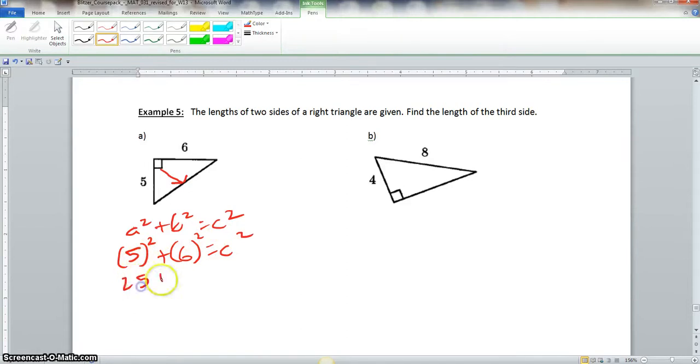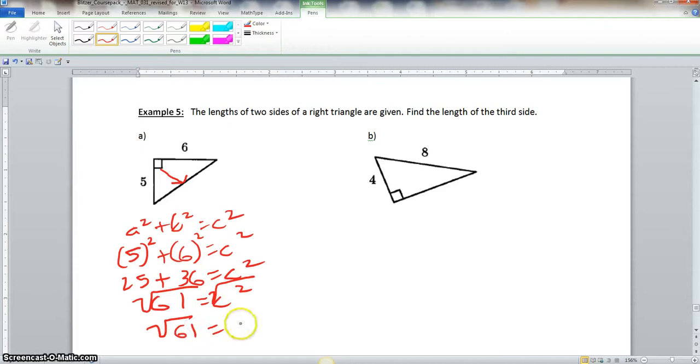5 squared is 25, plus 6 squared is 36, equals c squared. 25 plus 36 is 61, and it equals c squared. Now we take the square root of both sides to get c by itself. So the square root of 61 is equal to c. The reason we didn't make this plus or minus is because this is a measurement. We're measuring a side, and when we measure a side, we don't have a negative value. You don't go a negative distance. So you have the square root of 61 is equal to c.